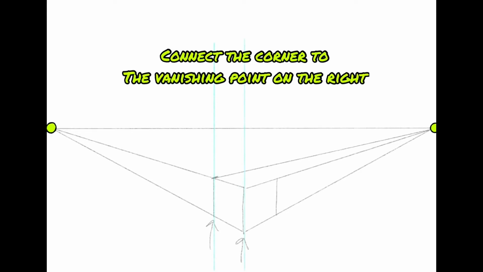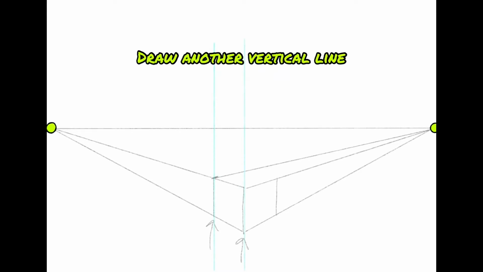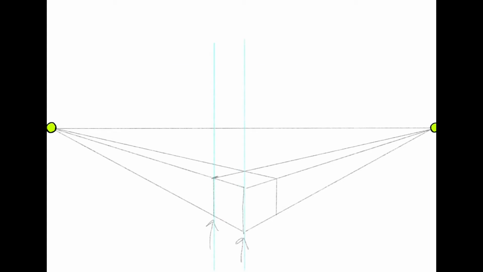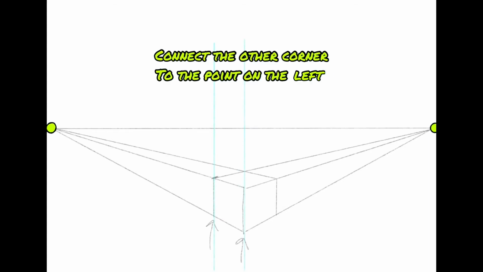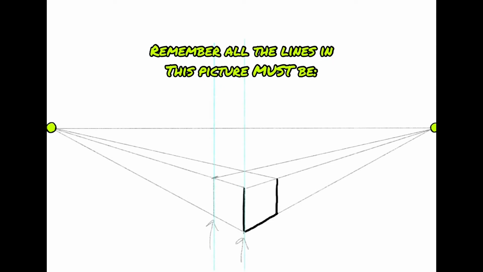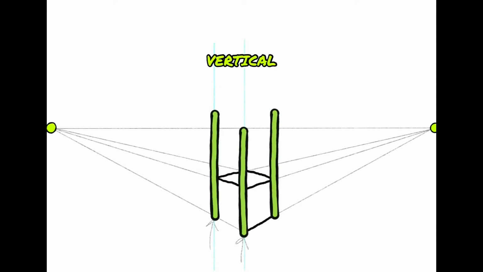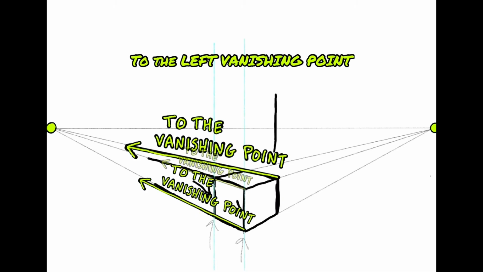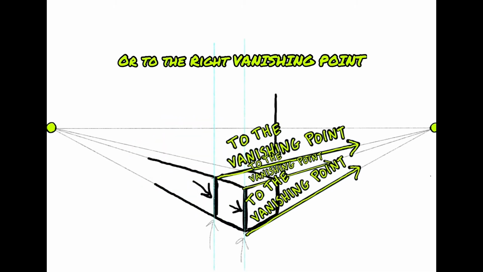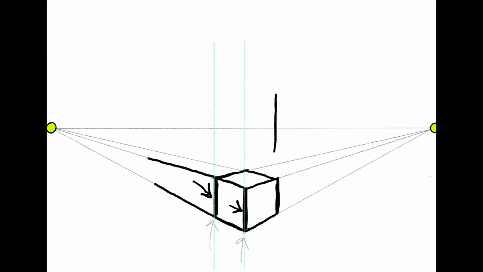Connect the corner to a vanishing point on the right. Draw another vertical line, then connect the other corner to the point on the left. Remember that all the lines in this picture must be vertical, to the left vanishing point, or to the right vanishing point.